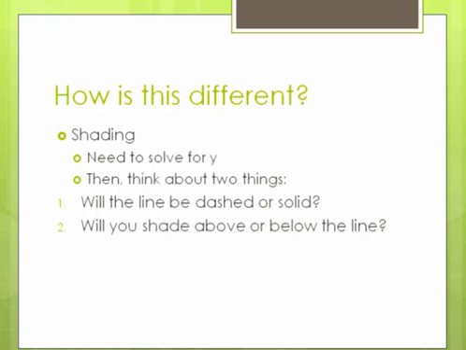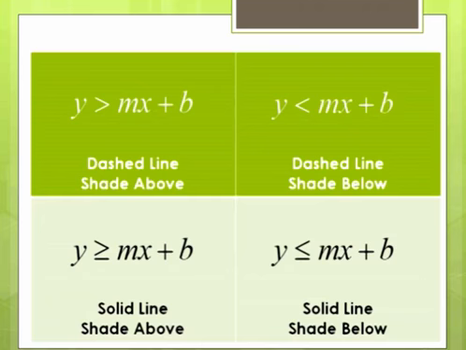So how is this different from just graphing a line? Well, in this case, we're going to have some shading that's involved. And to know which way to shade, we're going to need to first solve for y, and then we're going to think about two things. First of all, will the line be dashed or solid, and will we shade above or below the line? Well, there's actually four different possibilities.